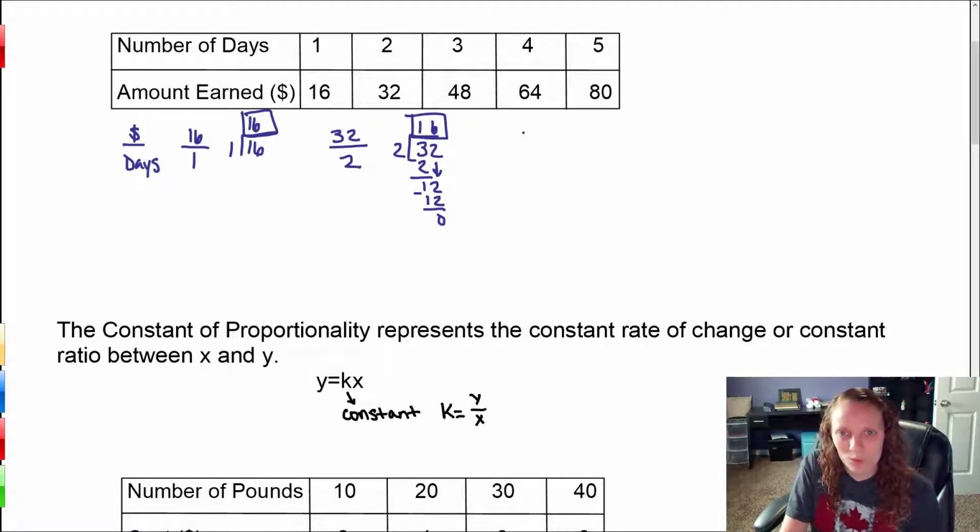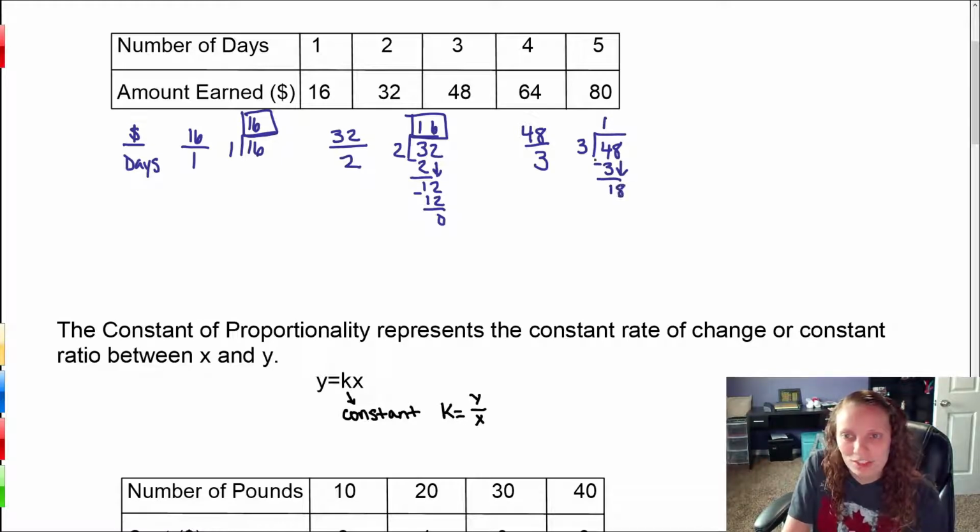Let's do the next one. 48 over 3. First number in, last number out. 3 goes into 4 once, 1 left over. Bring down the 8. 3 goes into 18 6 times. 6 times 3 is 18. So that ended up being 16.